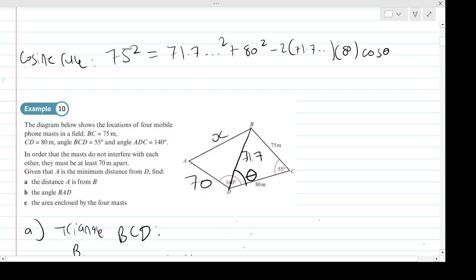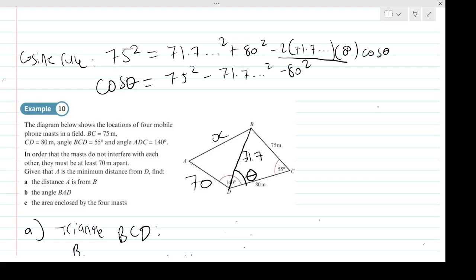Okay, so I think it might be best to rearrange first, before we work out any numbers on our calculator, in terms of cos theta. So cos theta: firstly we're going to have 75 squared, then take away 71.7 squared, take away the 80 squared, and then divide by minus 2 lots of 71.7 times 80. Right, so that's cos theta, so then I can just put all that in the calculator.